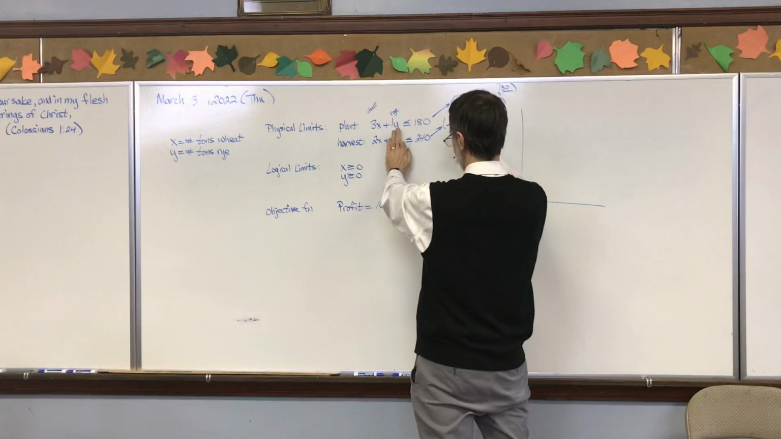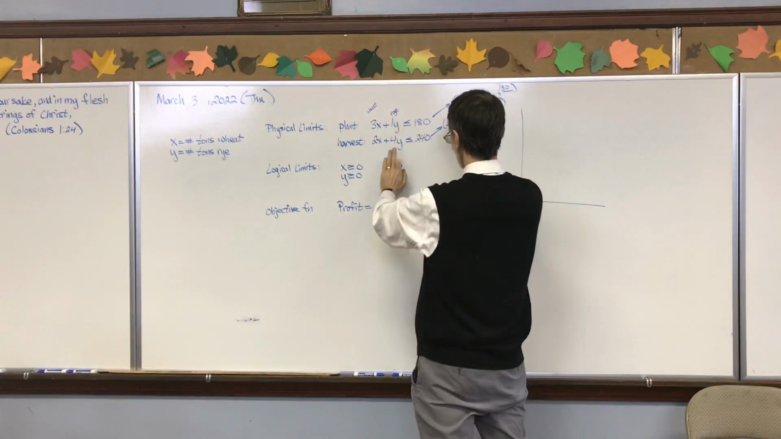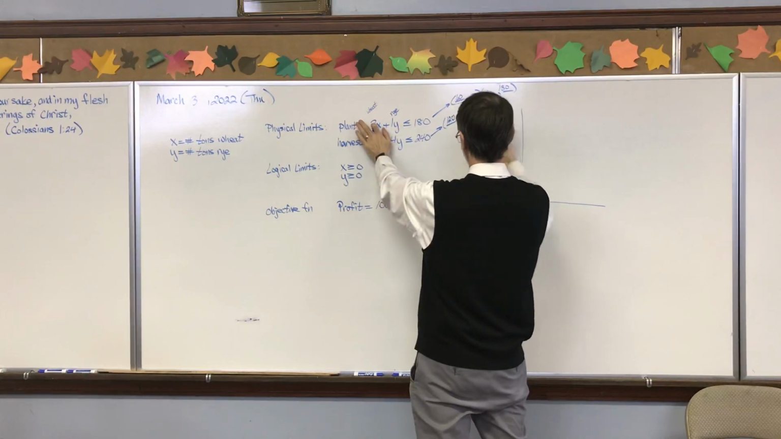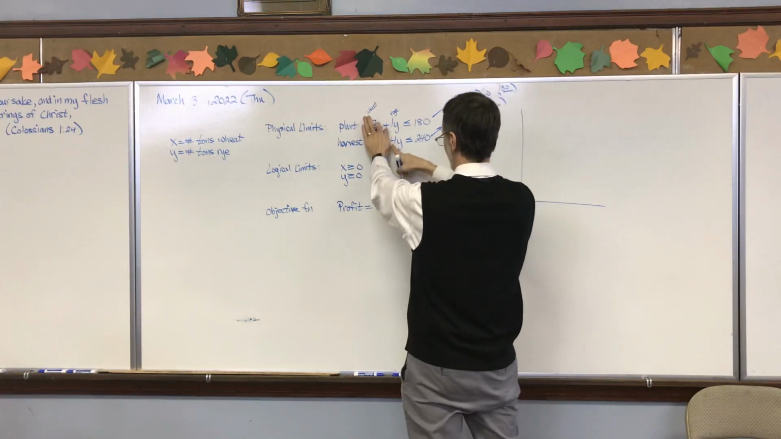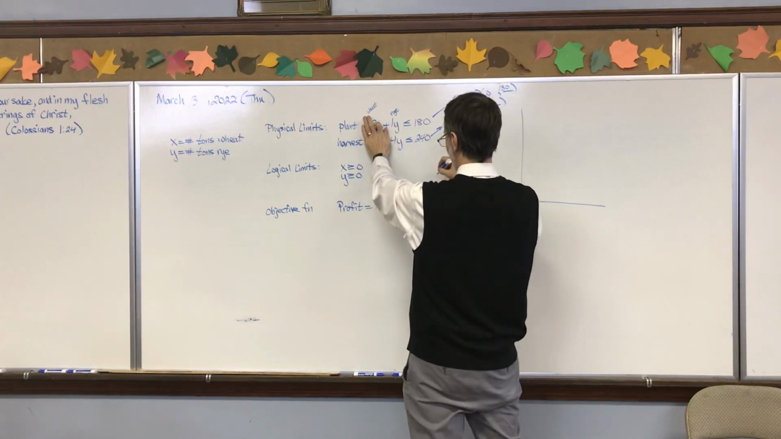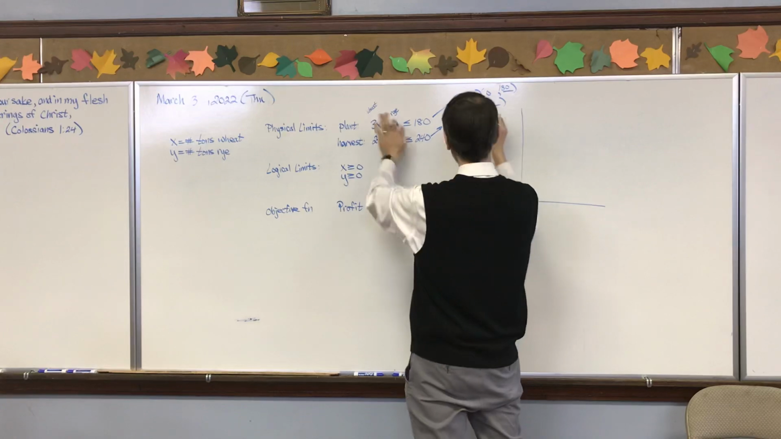Xavier, give me the next one. What's the x on the second one? 120. Good. And then the other? 60. Good.